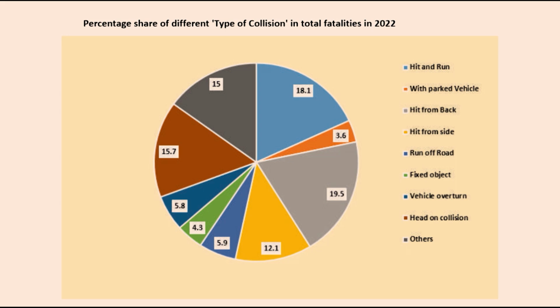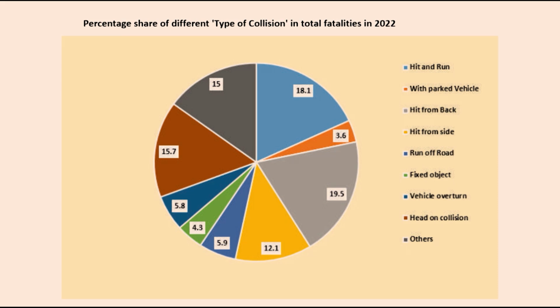Then what type of accidents do we have? We have a reasonable number of hit and run cases, because we still do not have surveillance systems at multiple places. Accidents happen at night and the culprit does not get caught. So sometimes people still take advantage of the absence of technology.